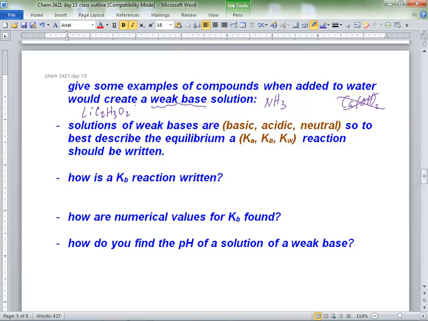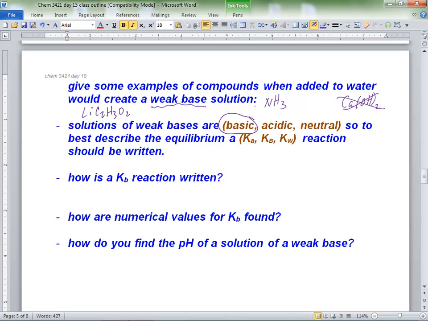Li(C2H3O2). So you pick any weak acid, look at its conjugate base, and you get it just by taking off an H+, and then attach one of those alkali metals. And you will have a compound where you can take it off the shelf, put it in water, and you'll have a basic solution. Solutions of weak bases are, Marlena? Basic, yeah, because they're conjugate bases.